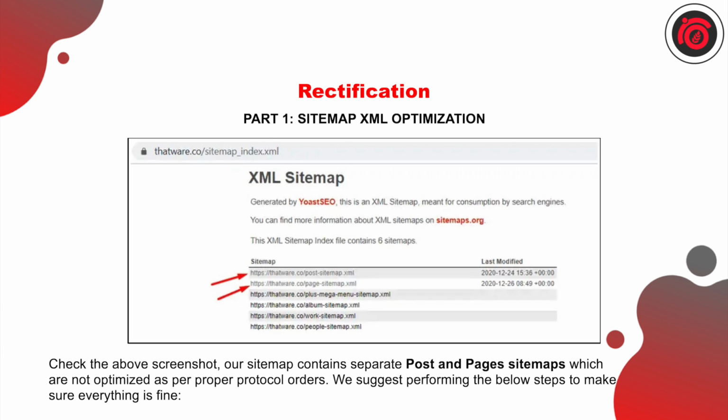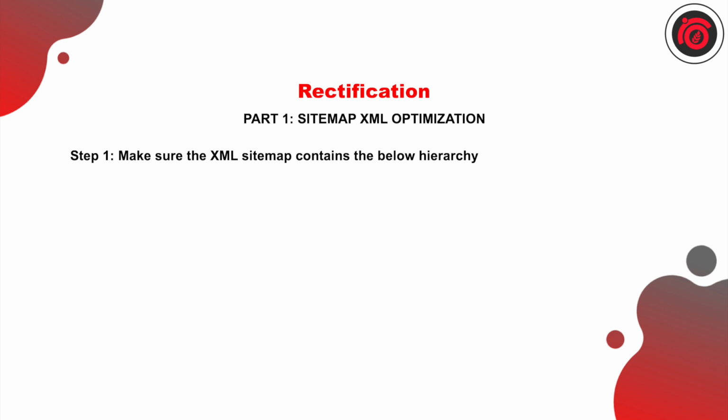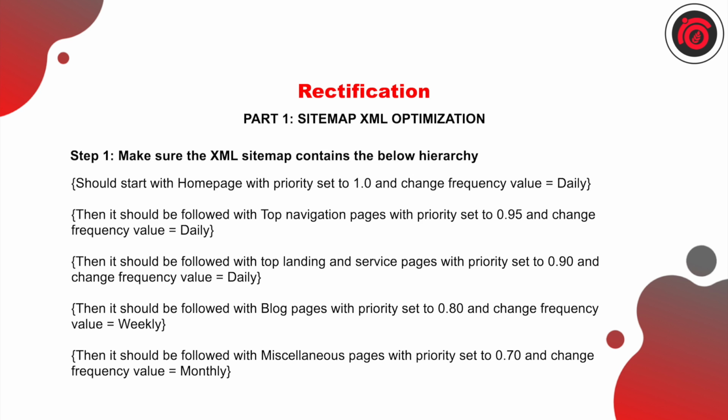What we have to do is set the priority of each of the URLs in the sitemap. I have mentioned the ideal hierarchy of what a sitemap should be. Basically the home page should have a priority level of 1, and the frequency setting should be set to daily. For all the navigation pages, the priority should be 0.95, and the frequency again should be daily. For all the top landing pages and service pages of your website, you can set the priority anywhere between 0.90 to 0.95, and the frequency setting should again be daily.